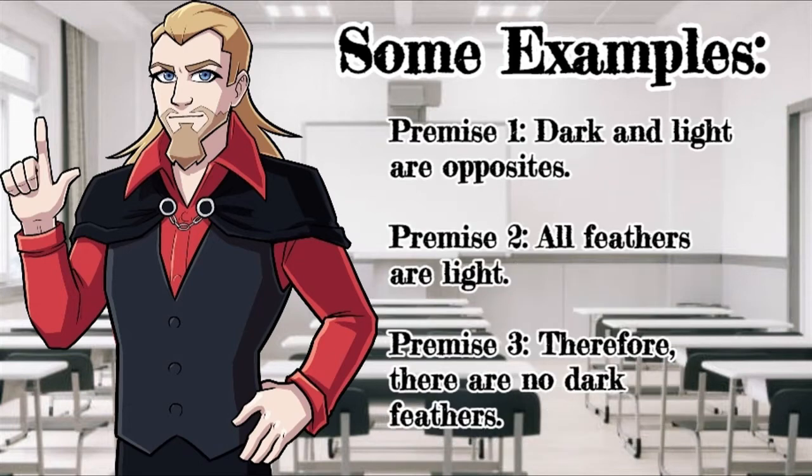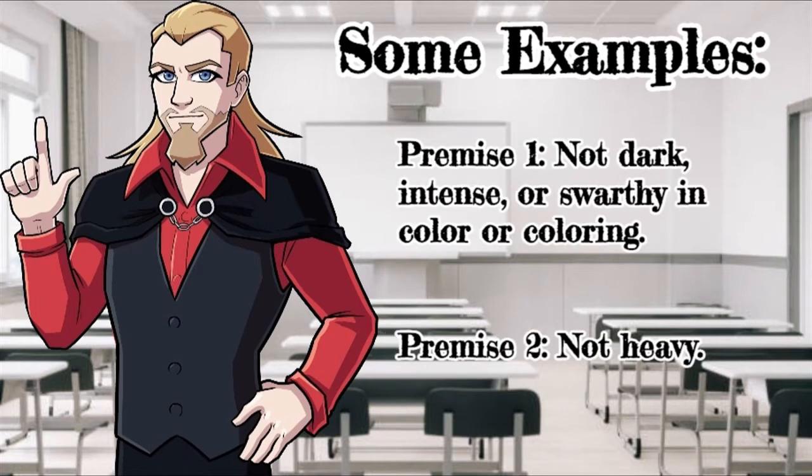3. Premise 1. Dark and light are opposites. Premise 2. All feathers are light. Premise 3. Therefore, there are no dark feathers. In this case, the term light is in question. In premise 1, it means not dark, intense, or swarthy in color or coloring. In premise 2, it means not heavy.